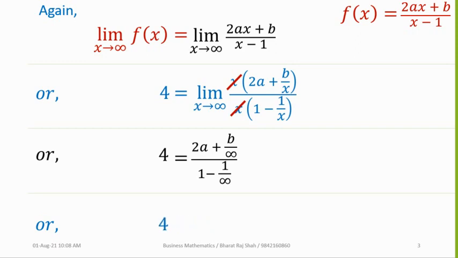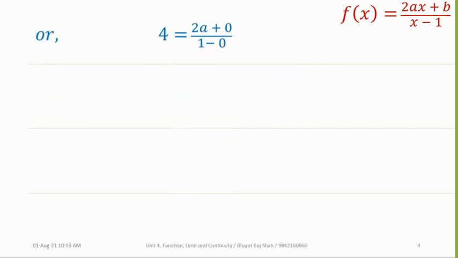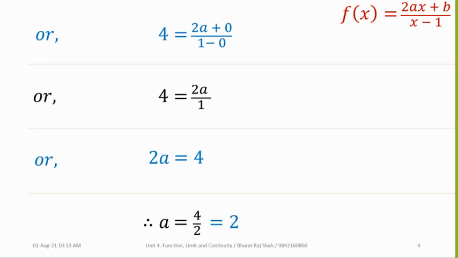So what shall we do now? 4, 2a, b by infinity is 0, 1 by infinity is again 0. And then what shall we do? Then we shall do the cross multiplication. 4 is equal to 2a by 1. 1 is nothing for the denominator, we can ignore 1. After cross multiplication, 2a is equal to 4, and the value of a is equal to 4 by 2.